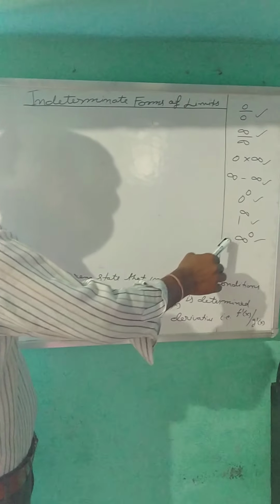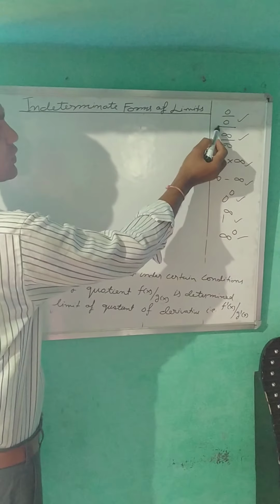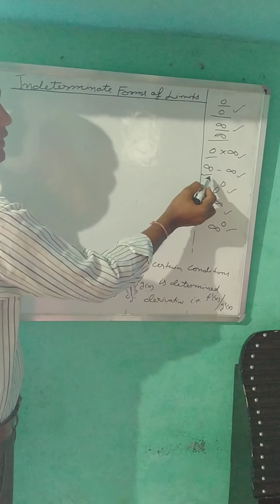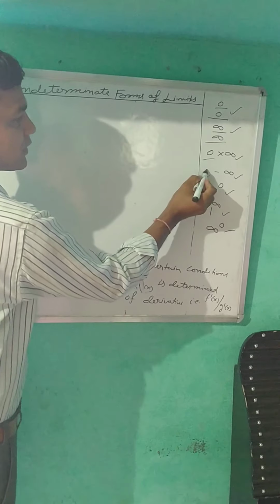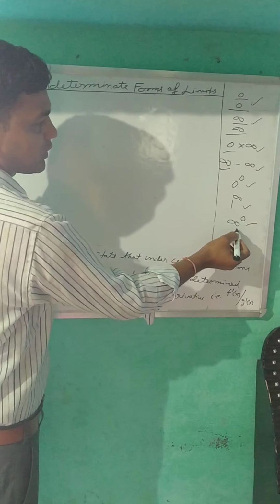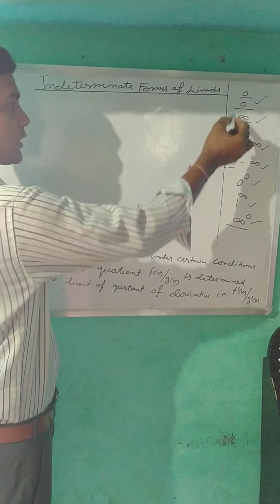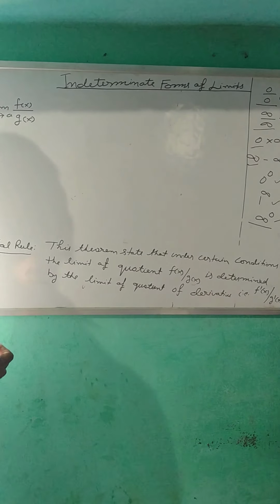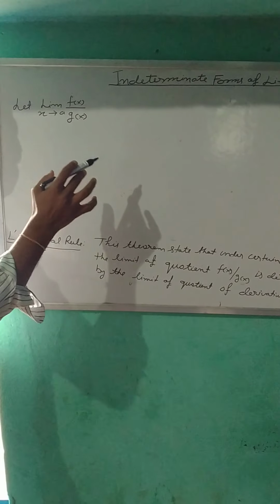We have six types of indeterminate form. One is 0 upon 0, another is infinity upon infinity, 0 into infinity, infinity minus infinity, 0 to the power 0, 1 to the power infinity, and infinity to the power 0. Sorry, we have seven types of indeterminate form.